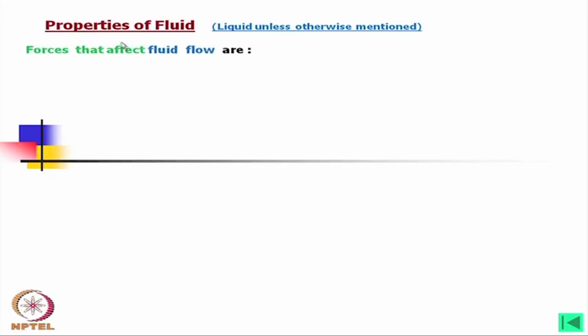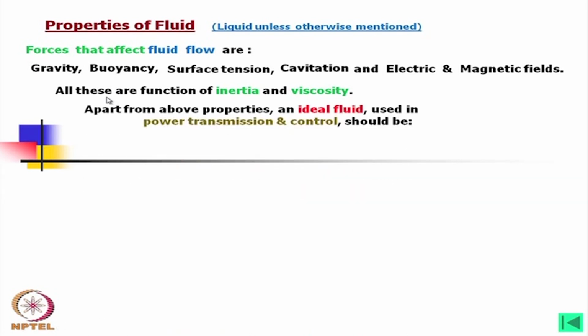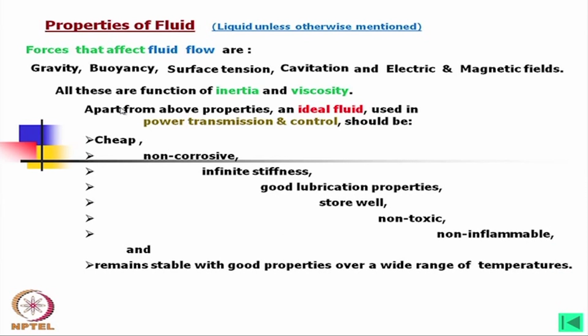Now, forces that affect fluid flow are: one is gravity, second buoyancy, third surface tension, fourth cavitation, fifth electric and magnetic fields. These are the major. All these are functions of inertia and viscosity. Apart from the above properties, an ideal fluid used in power transmission and control should be cheap.